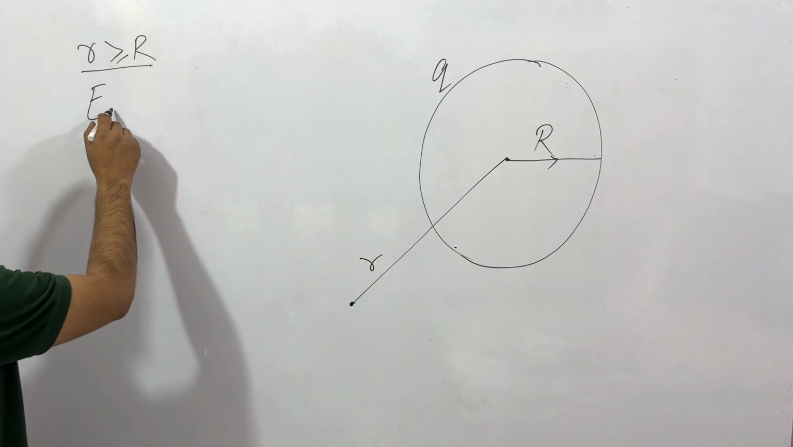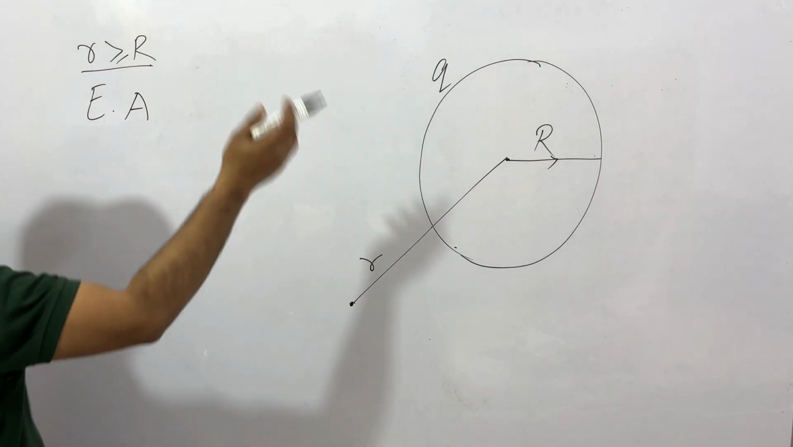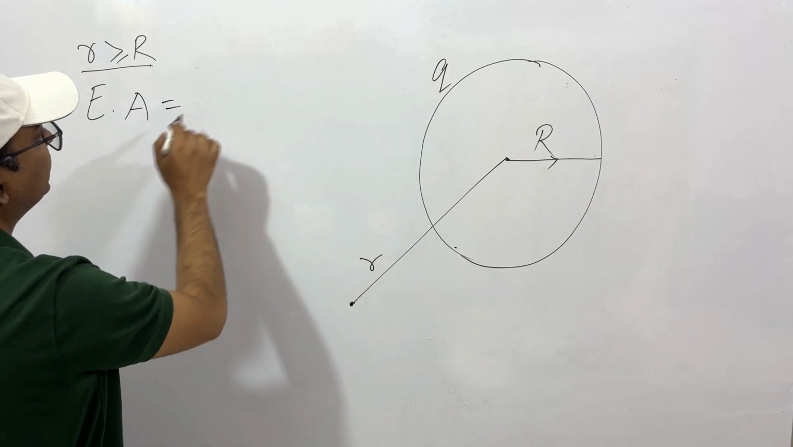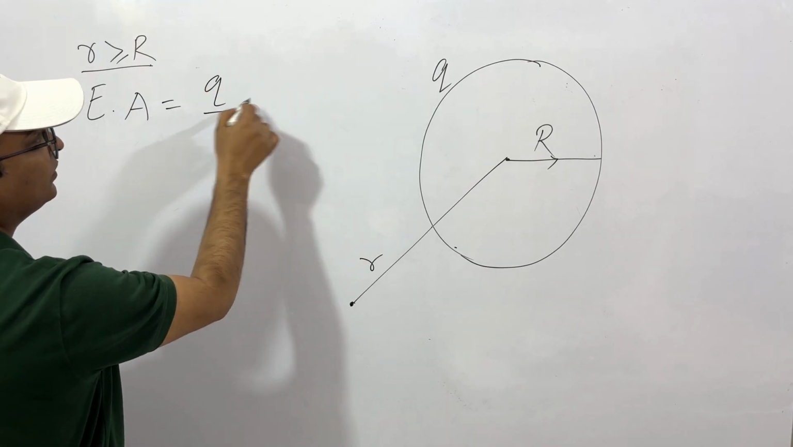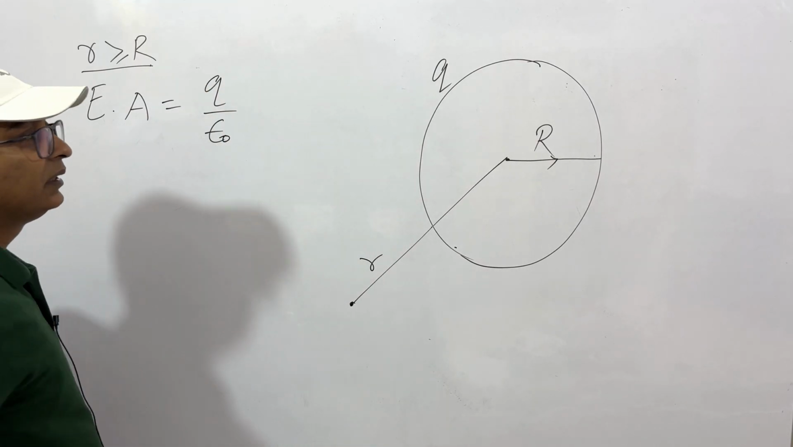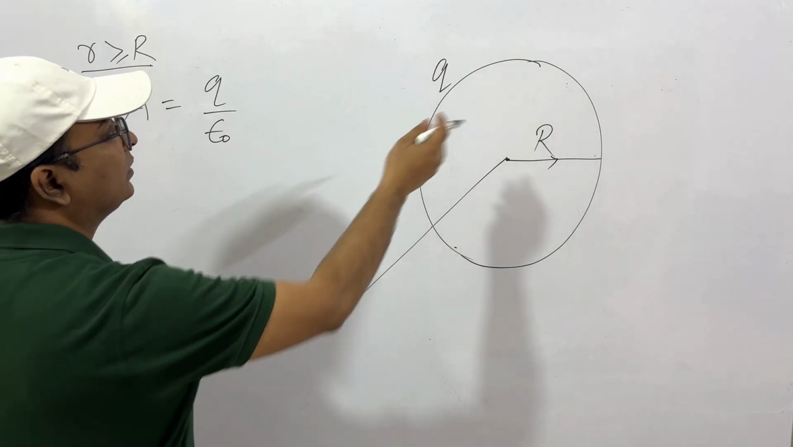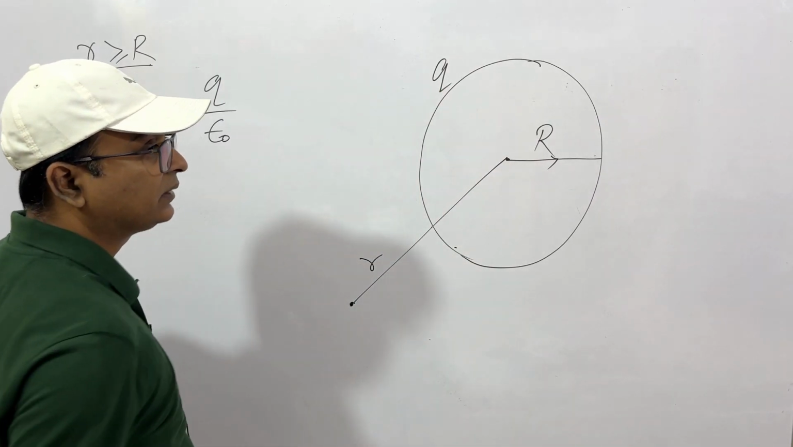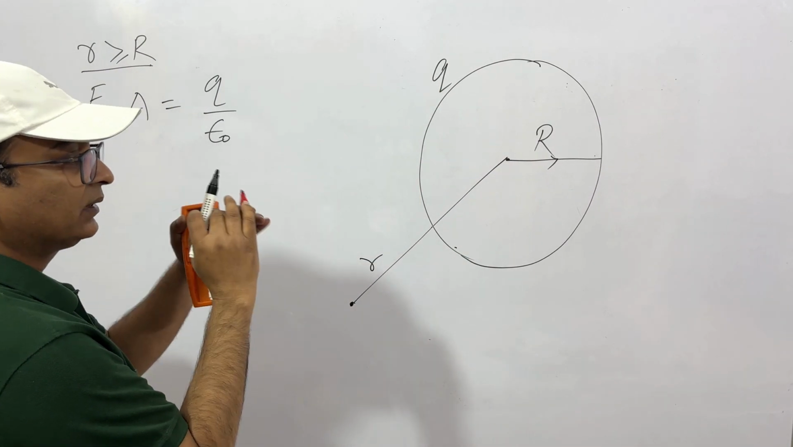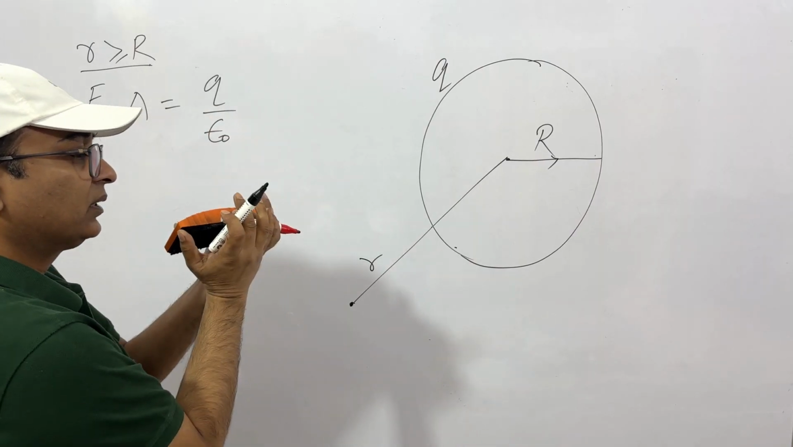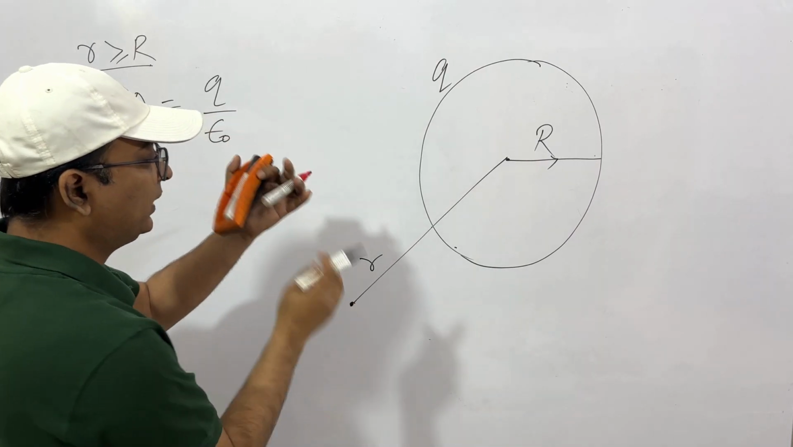Then what? See, this will be E into area. Area of the sphere is equal to total charge enclosed. It is Q by epsilon 0. In the start only I told you, the whole sphere carries this charge Q. It is spread over that sphere. It is a ball. Let's suppose it's a ball. So Q is spread over this ball, and we are taking a point that is out of the ball.